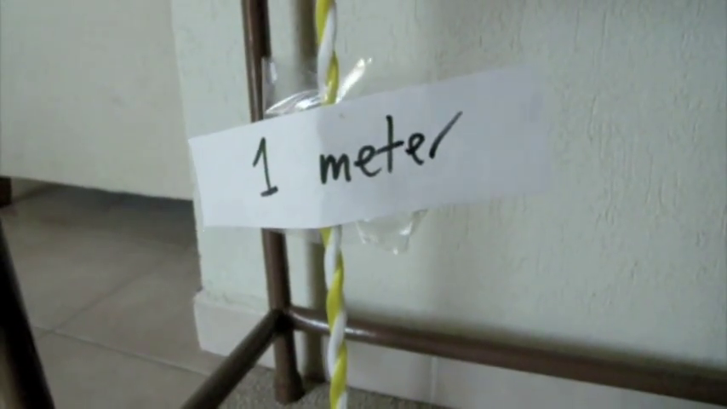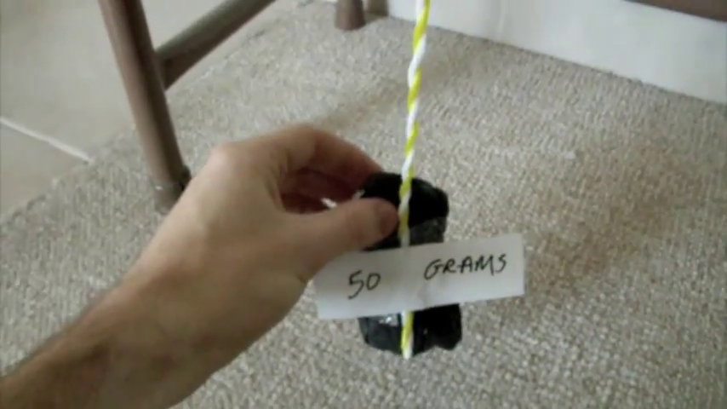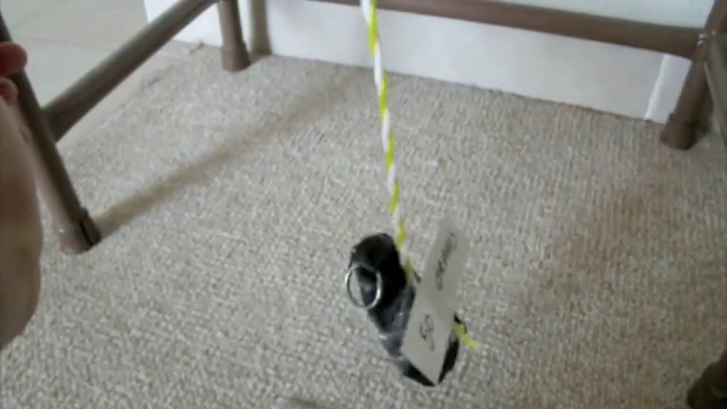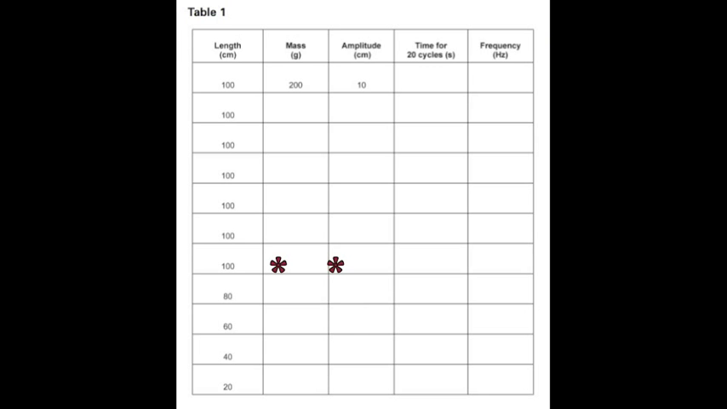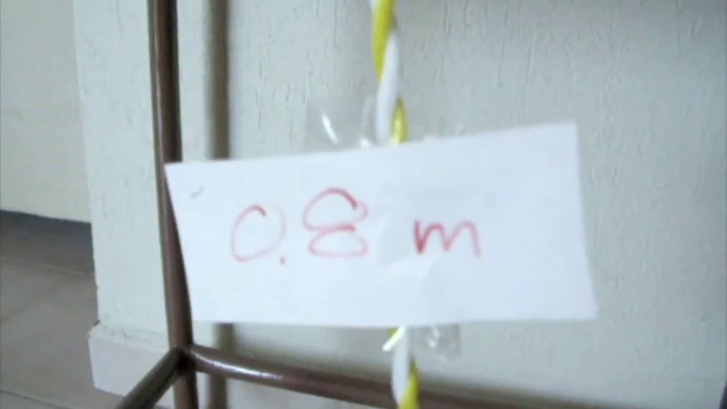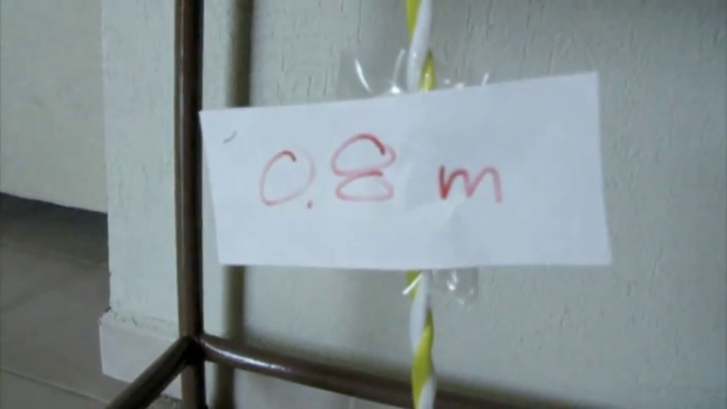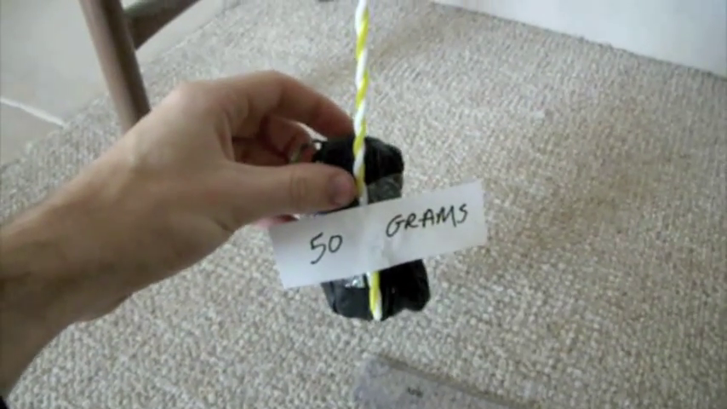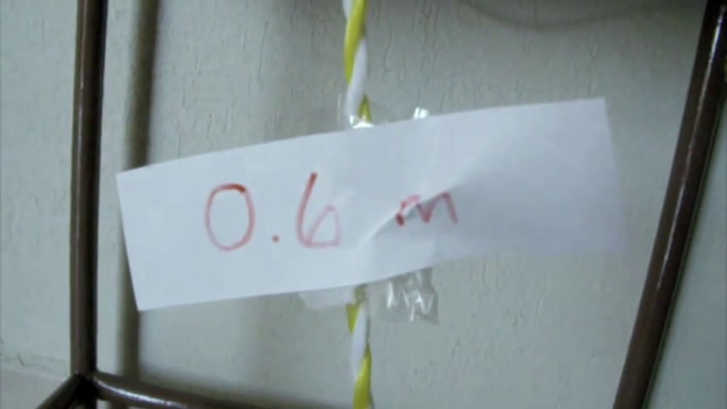Lastly we have 1 meter and 50 grams, but from now on we're going to use an amplitude of only 10. So this is 1 cycle, and this is 2 cycles, 19 cycles. Next one is 50 grams, amplitude of 10, but this time you have a length of 80 centimeters. Next one is 50 gram, amplitude of 10, and this time 0.6 meters or 60 centimeters.